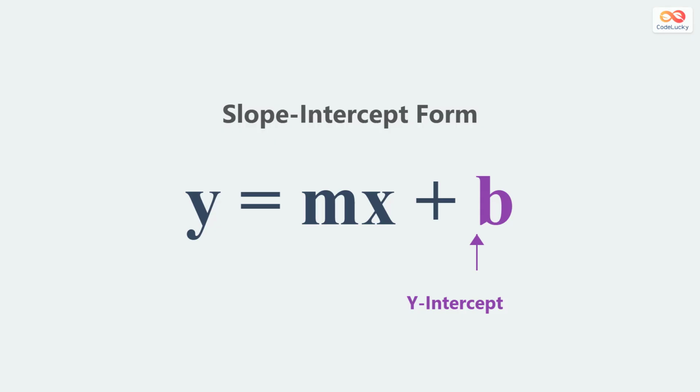You will often see linear equations written in the slope-intercept form, which is y equals mx plus b. In this famous equation, the letter b represents the y-intercept. The m stands for slope, but b is where we start.